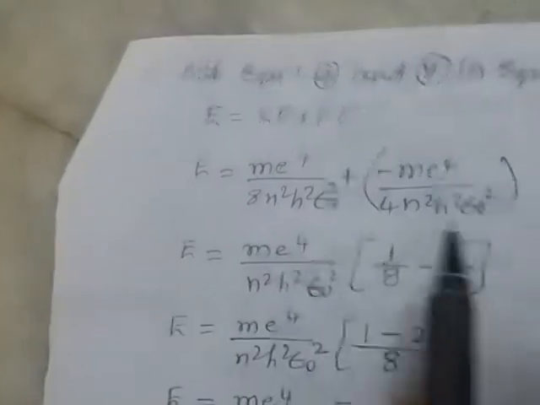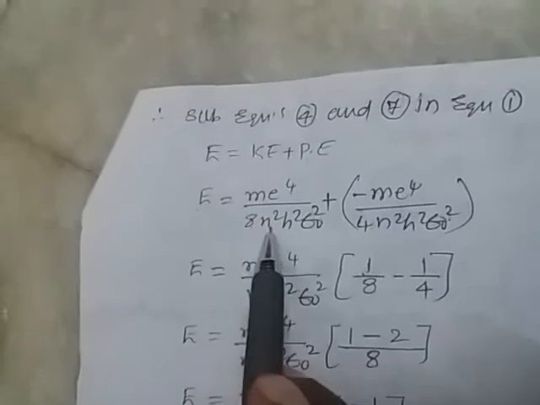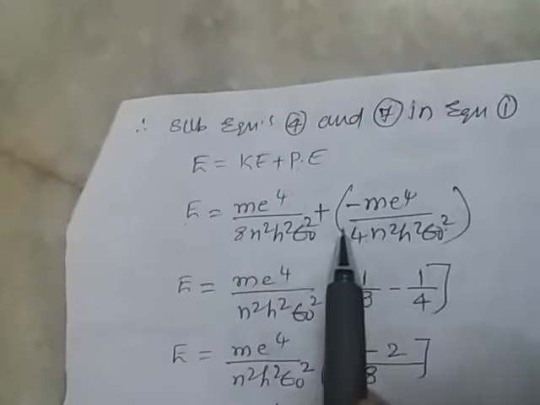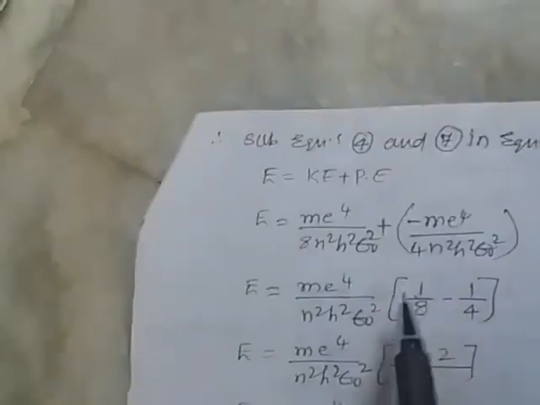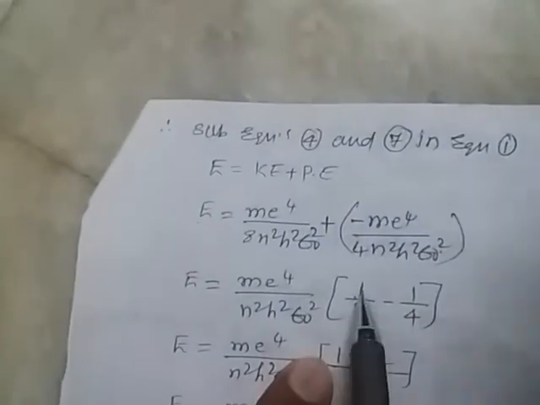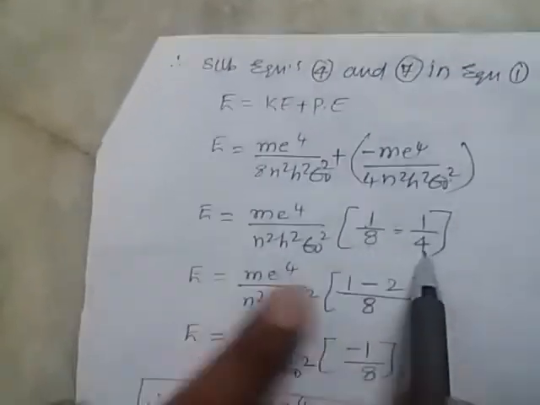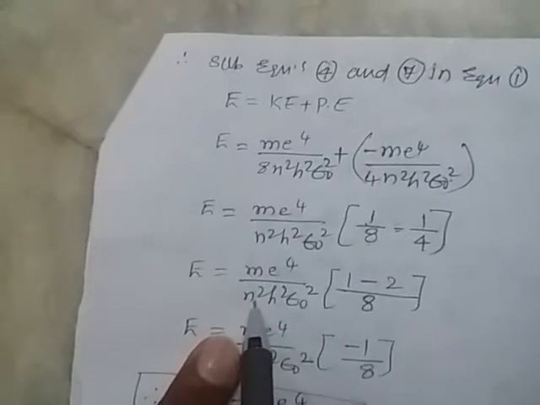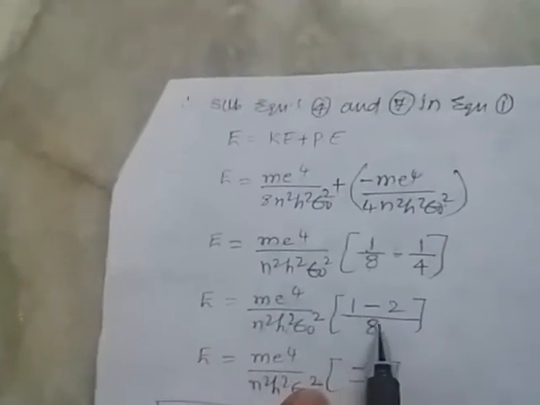Here we can take m e to the power of 4 by 8 n square h square epsilon naught square as common, because it is common in both the terms. So the term in brackets is 1 by 8 plus into minus, minus 1 by 4. Now m e to the power of 4 by n square h square epsilon naught square into, here we take the LCM 8, 1 minus 2, we will get.